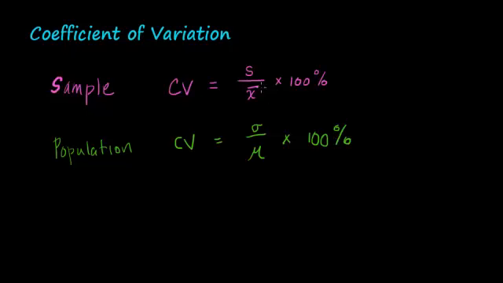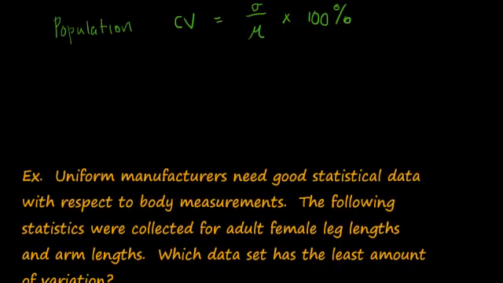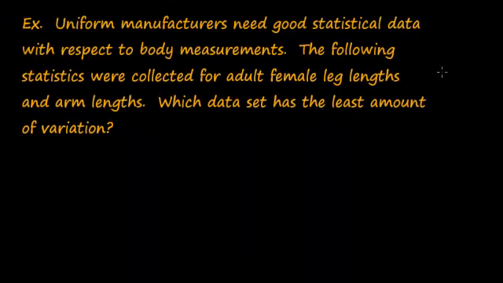Okay, so let's look at an actual example that we might encounter. Uniform manufacturers need good statistical data with respect to body measurements. The following statistics were collected for adult female leg lengths and arm lengths. Which data set has the least amount of variation? So let's get this information.